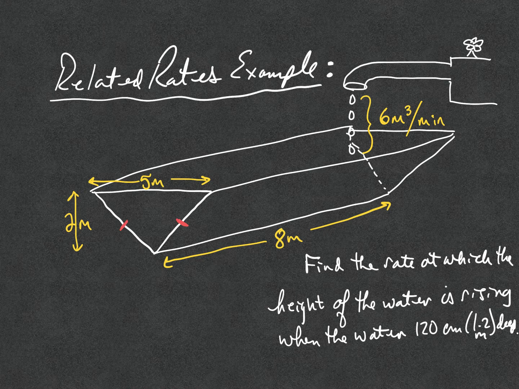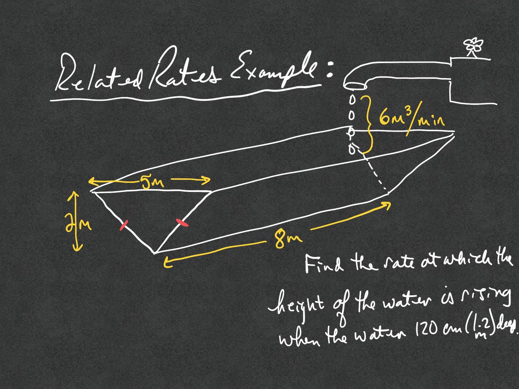We have a triangular trough, a receptacle for water that's 8 meters long. The end of the trough is in the shape of an isosceles triangle, and the dimensions of the triangle are 5 meters across and 2 meters in depth. All right, we've turned on a water spigot so the volume's going to be increasing. The water is going to be poured into the trough at a rate of 6 cubic meters per minute. So we turn the faucet on, we're letting the water run in.